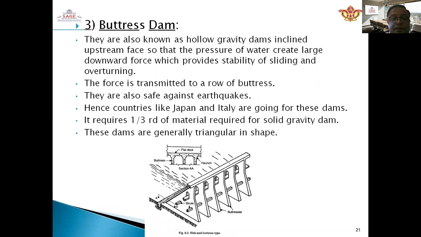This is the buttress dam, where the dam structure is in a curved manner. They are also known as hollow gravity dams, with an inclined upstream face, so that the pressure of the water gives a large downward force which provides stability against sliding and overturning. The force is transmitted to a row of buttresses. Countries like Japan and Italy are going for this dam. It requires one third of the material required for the solid gravity dam. These dams are generally triangular in shape.